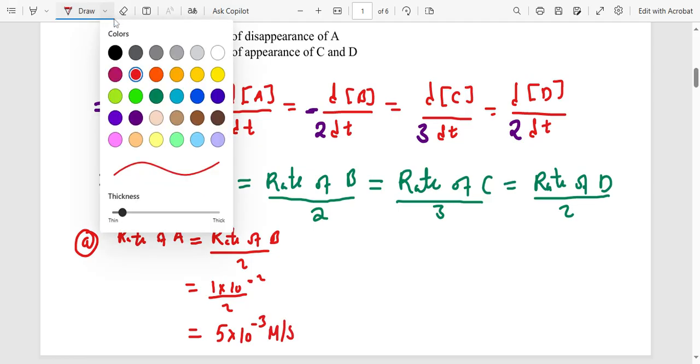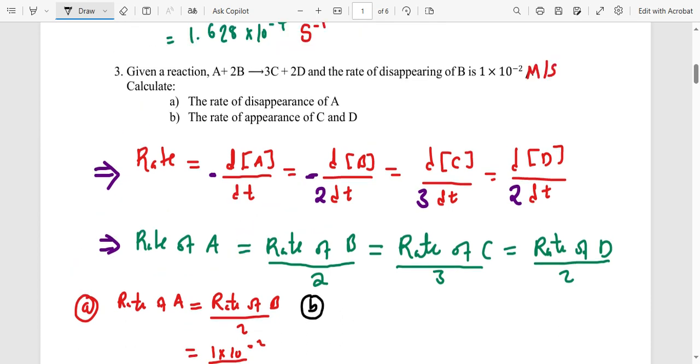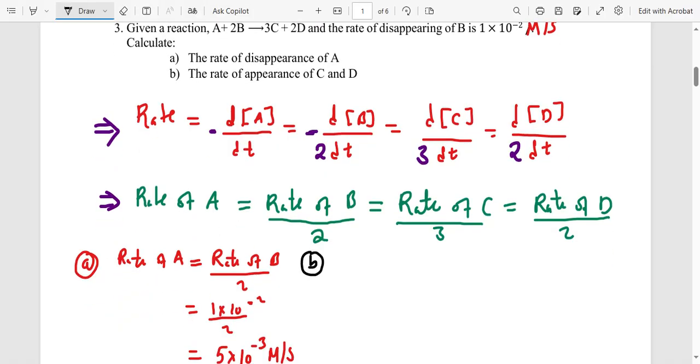Okay. And then I want to find the rate of appearance of C and D. So for the rate of C, I'll use B, because that's the one we are given. I can also use A. You can get any two relationship; as long as you know the rate for one, you can use it to find the rate for the other one. So let me use A since I already know it, since it's simple.